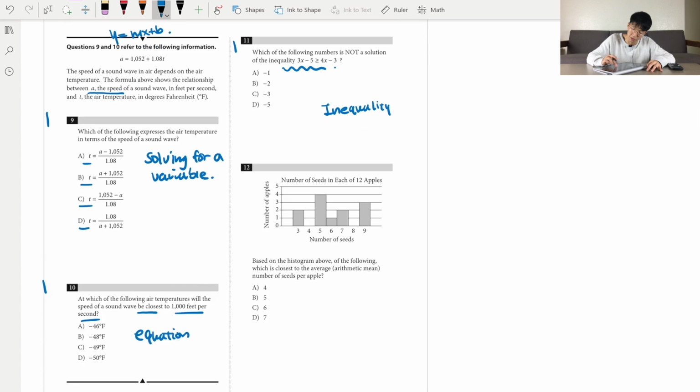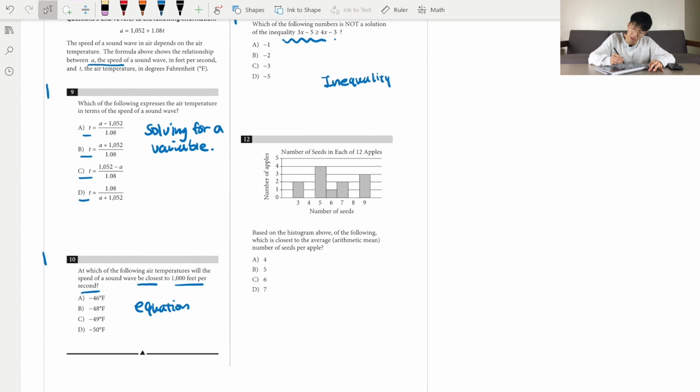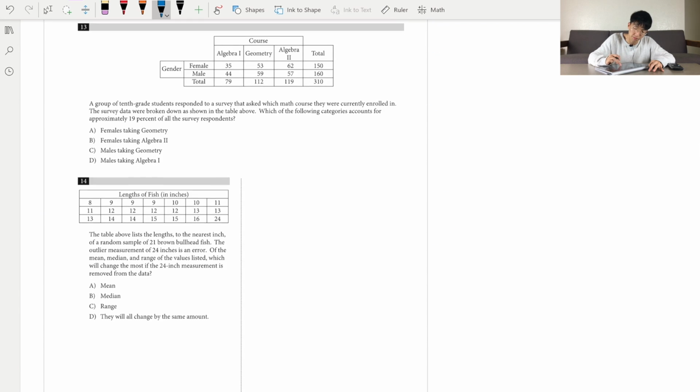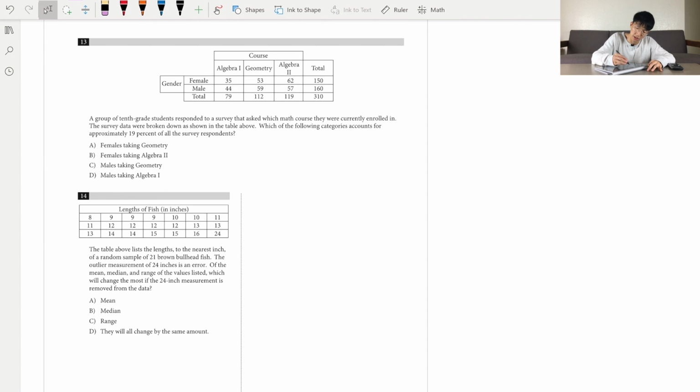Difficulty level 1. Number 12, I am given a histogram. And you're looking for the average. Difficulty level 1. Number 13, I see a table, but there are no numbers in your answer key, so it's an interpretation problem. Probably not much of the calculations necessary to solve these problems.